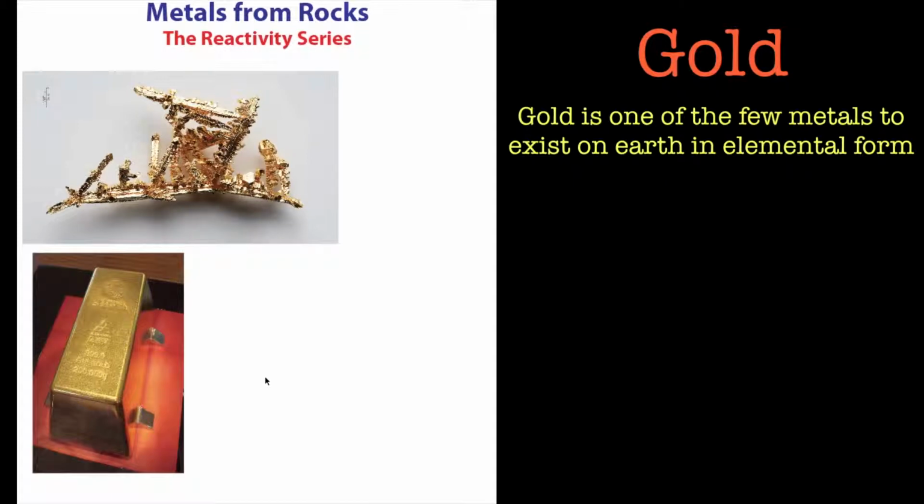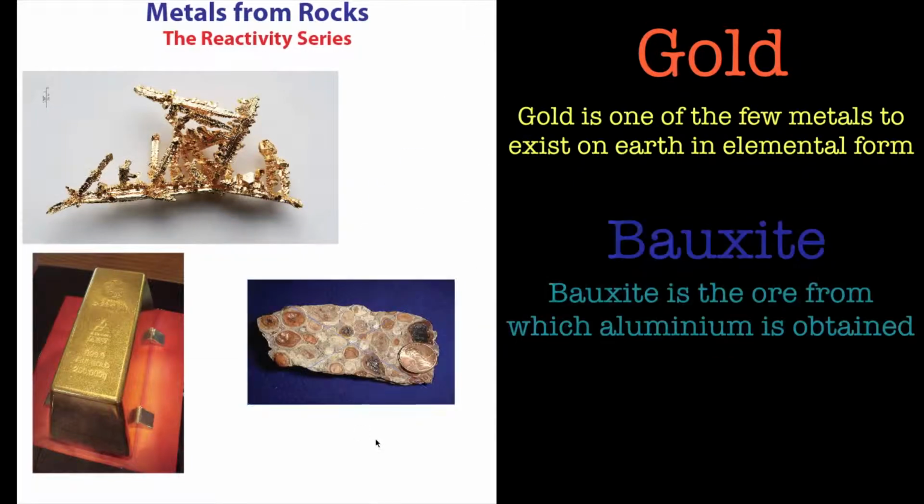It's not corroded easily, and, like I say, it exists on the planet in the pure metal form within rocks and as ingots and things like that. So it's one of the very rare occasions where you'll find a metal in its elemental form, unlike bauxite, for example, which is found as aluminium oxides and sulfides and things like that.